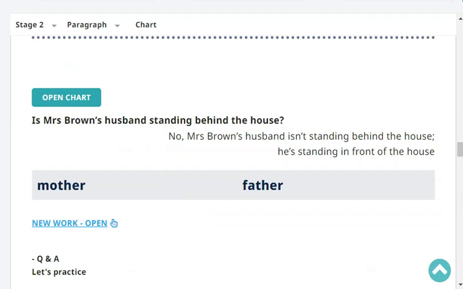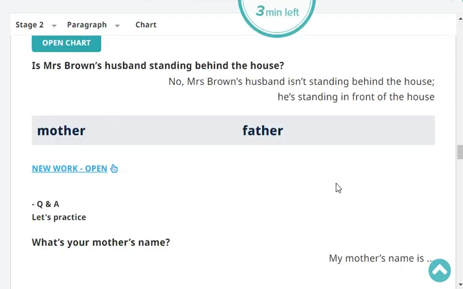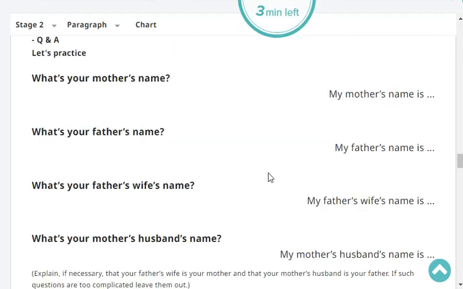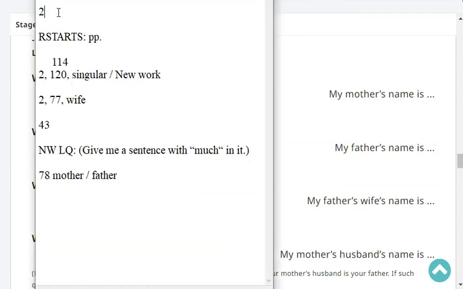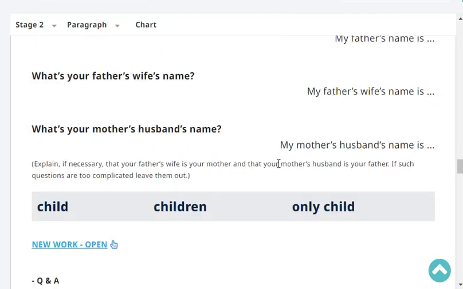Very good. Mother, father. What's your mother's name? My mother's name is Yukiko. What's your father's name? My father's name is Masami. What's your father's wife's name? My father's wife's name is Yukiko. What's your mother's husband's name? My mother's husband's name is Masami.